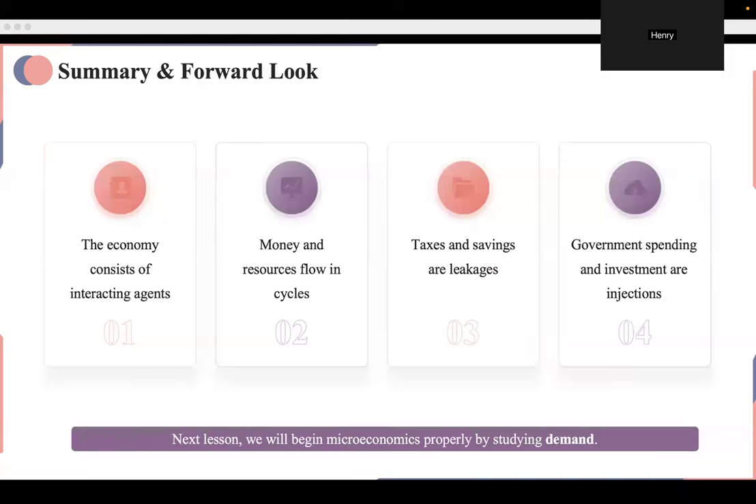The key takeaway is this: the economy is not a collection of isolated decisions, it is a connected system. Every action has ripple effects. Understanding these flows is essential to understanding how the economy functions. Next lesson, we will begin microeconomics properly by studying demand.